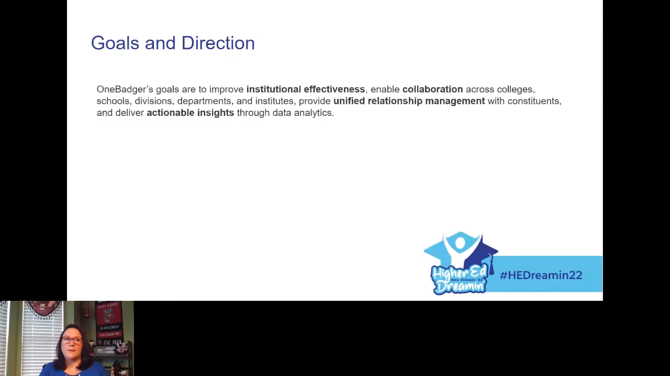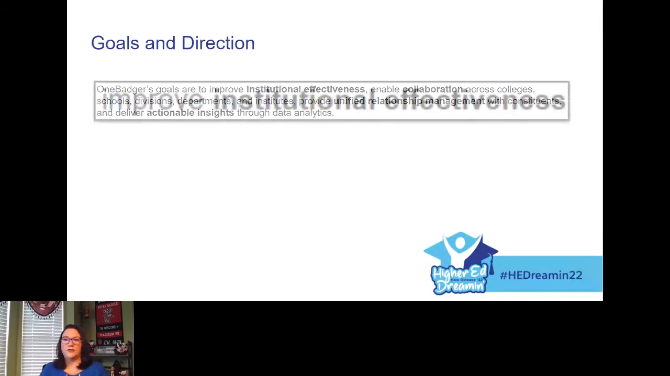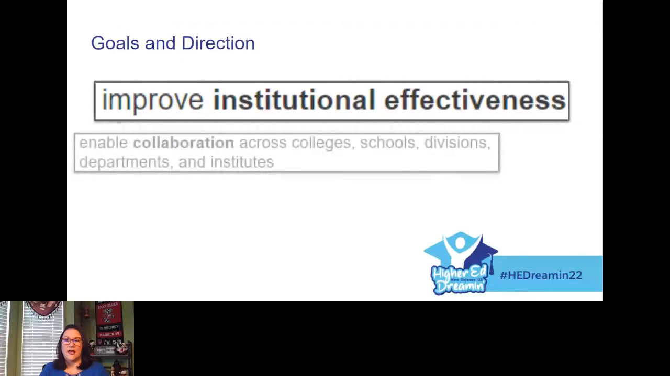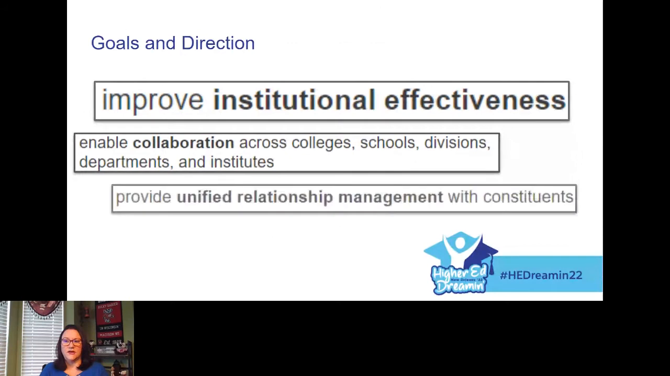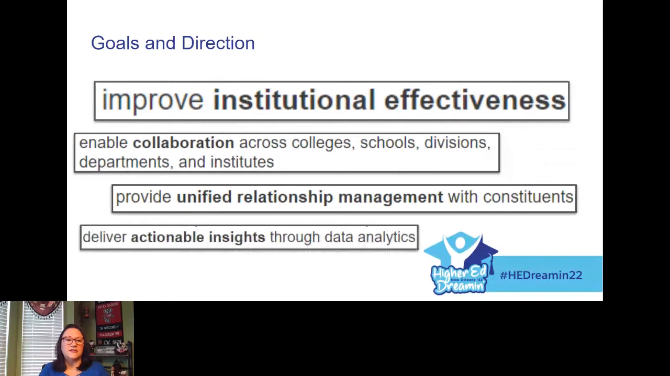But are we meeting that OneBadger strategic vision? And what are the goals of OneBadger? Well, they are to improve institutional effectiveness, enable collaboration across colleges, schools, divisions, departments, and institutes, provide that unified relationship management, and deliver actionable insights through data analysis. So we've got these separate orgs and we're meeting a lot of constituent and stakeholder needs, but we're really not fulfilling these goals quite yet. And we need some direction. How do we get to that OneBadger vision?